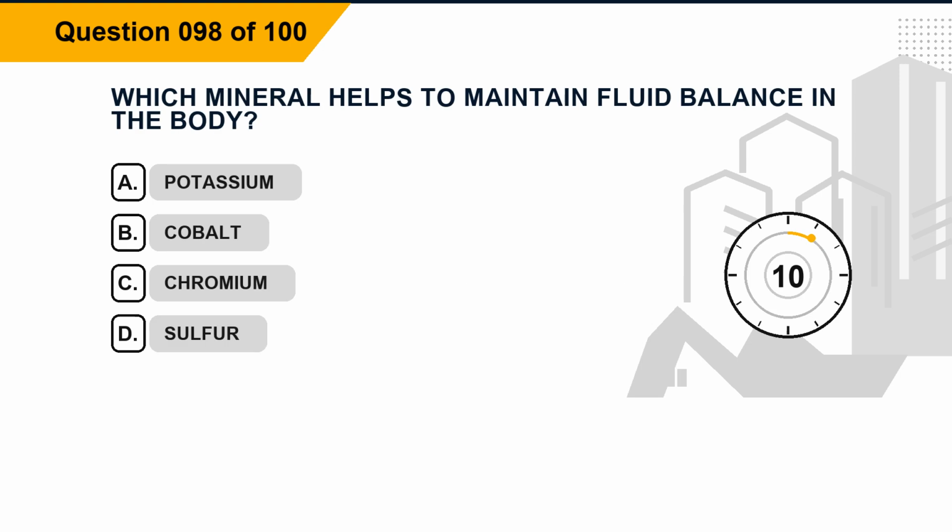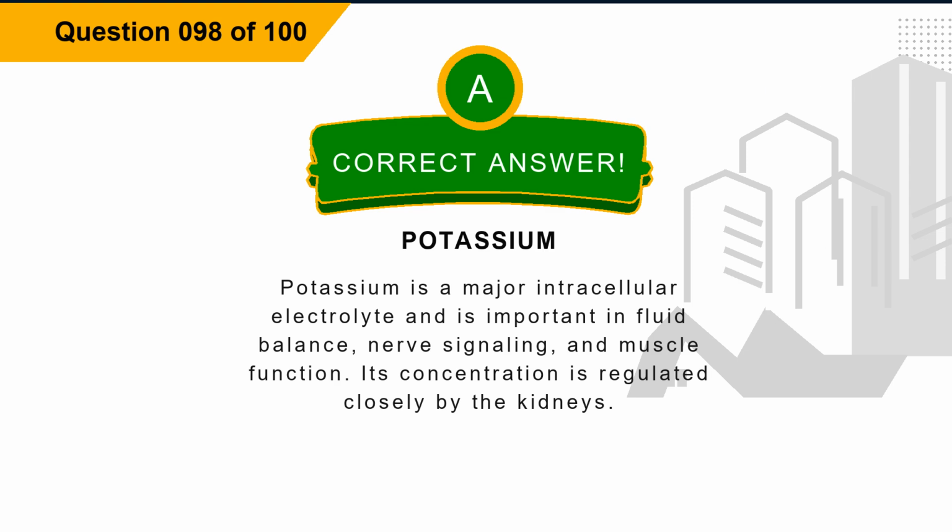Question 98. Which mineral helps to maintain fluid balance in the body? Option A. Potassium. Option B. Cobalt. Option C. Chromium. Option D. Sulfur. The correct answer is option A. Potassium. Explanation. Potassium is a major intracellular electrolyte and is important in fluid balance, nerve signaling, and muscle function. Its concentration is regulated closely by the kidneys.